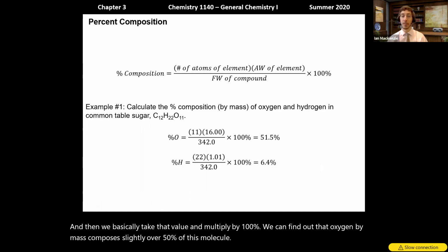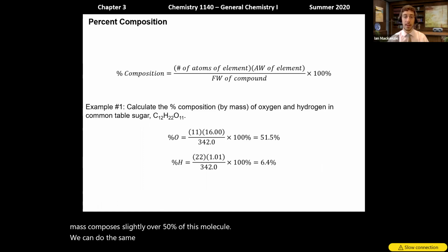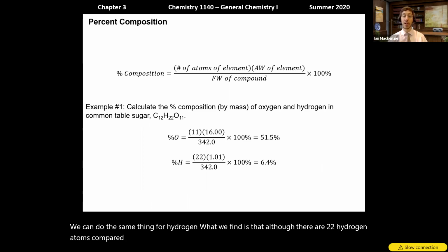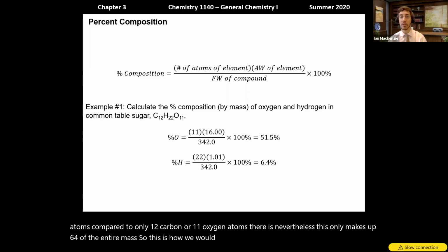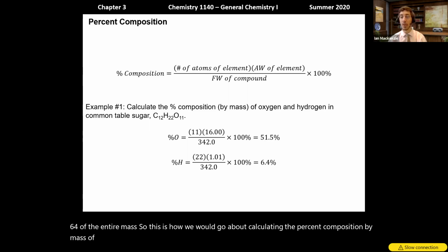We can do the same thing for hydrogen. What we find is that although there are 22 hydrogen atoms compared to only 12 carbon or 11 oxygen atoms, nevertheless this only makes up 6.4% of the entire mass. So this is how we would go about calculating the percent composition by mass of an atom present in a molecule.